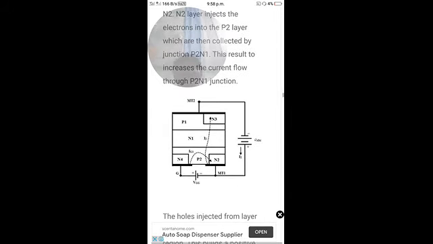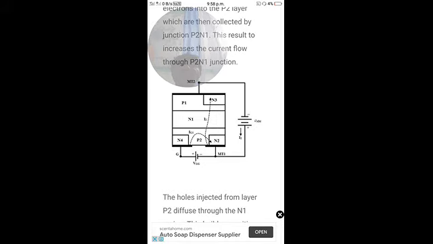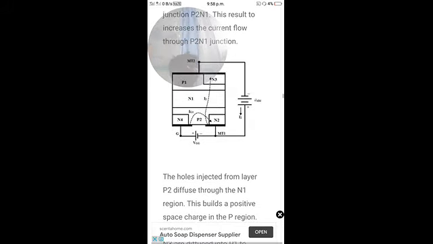Now coming to the fourth mode of operation. In mode 4 of operation, MT2 is made negative with respect to MT1, and the gate is made positive with respect to MT1. The N2 layer is kept more negative with respect to N4. So electrons are injected from N2 to P2, and gate current will flow from P2 to N2.